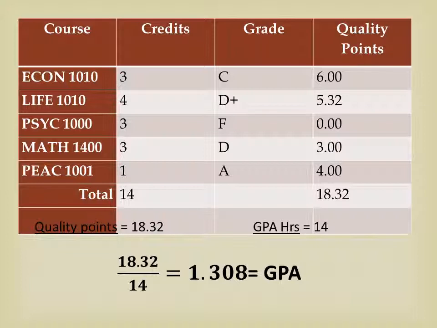So I take the grade point. For example, I take my D plus, which was a 1.333, and I multiply it by 4, the credit hours, and I get that 5.32 number for quality points. So I add up all my credit hours, I see that it's 14, and I add up all my quality points, and I get 18.32. So then I divide that, like we saw on the previous slide, and I see a 1.308 grade point average. And so that placed me on academic probation.